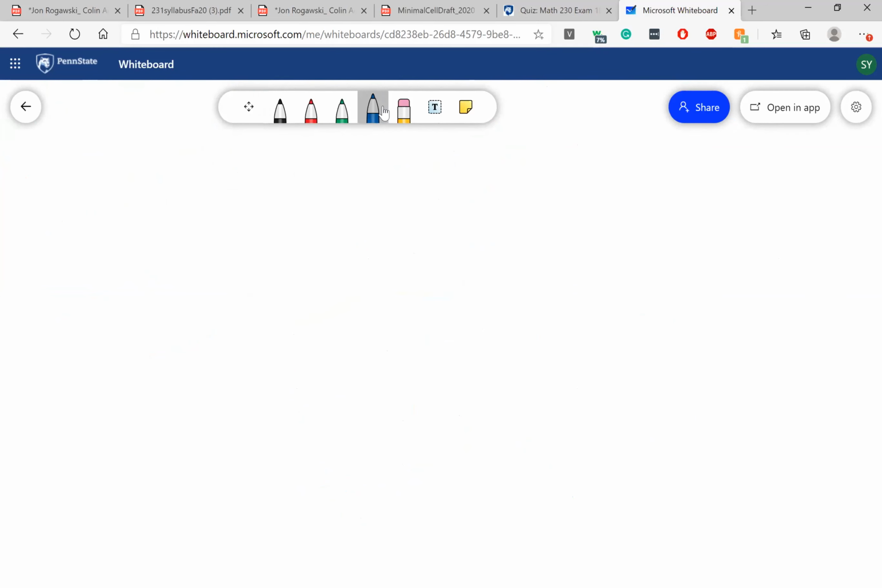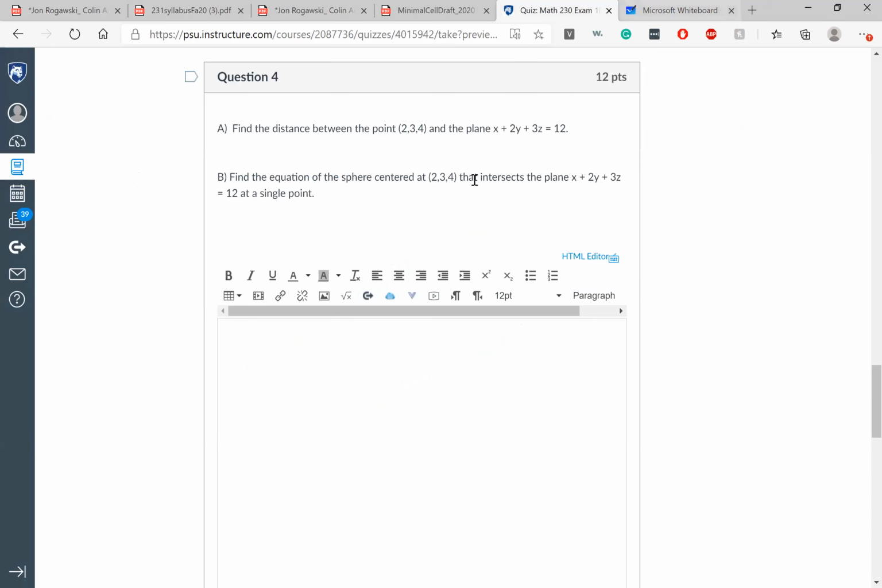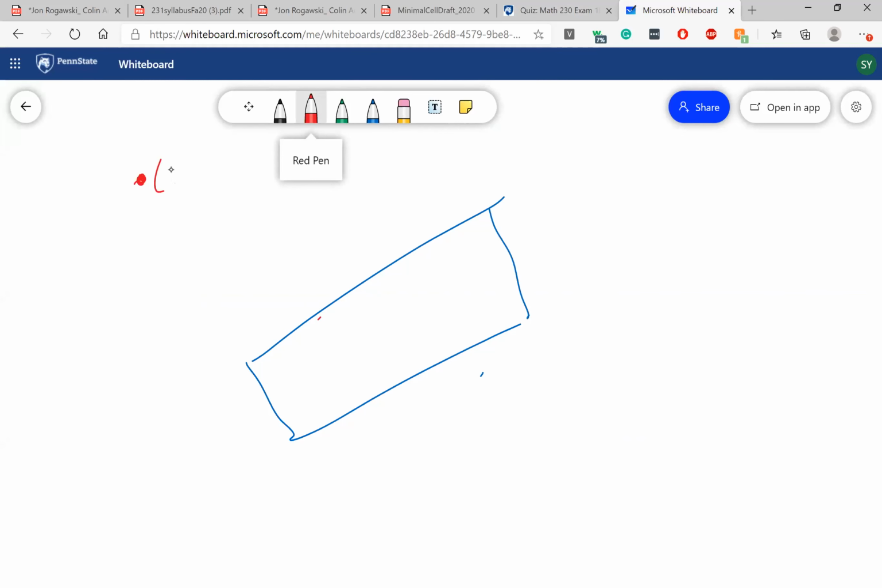So we can look at our plane, and we know where the center of our sphere is. The center of our sphere is some point, and actually, it's going to be the same point, 2, 3, 4, right? Now I know the shortest distance from here to the plane. So that's just going to be my radius. So I can find a sphere with that radius.